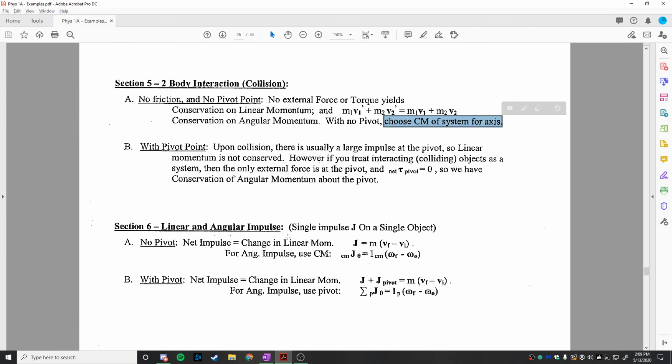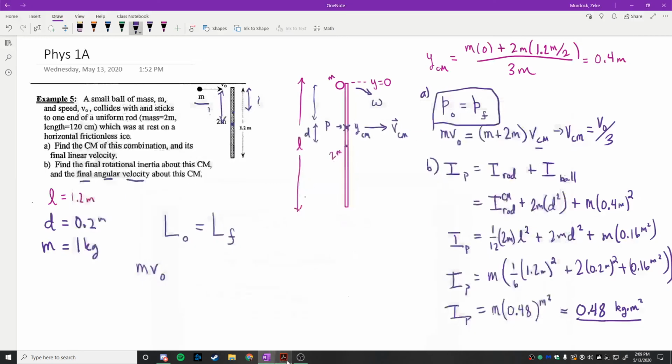You choose the center of mass of the system for an axis. Now that's a little bit vague, but what that means is that you're going to use the center of mass after the collision as your axis, because you have to be consistent between initial and final in terms of what you mean by your axis. You can't change axes, as far as I know. So the initial is going to be m v naught times this distance here, which I believe was 0.4, right?